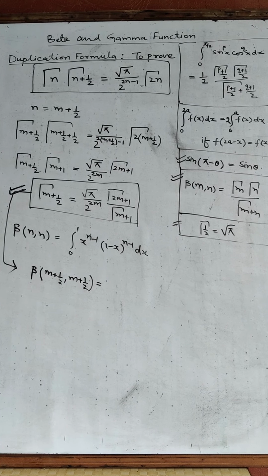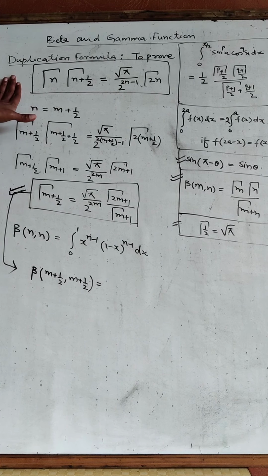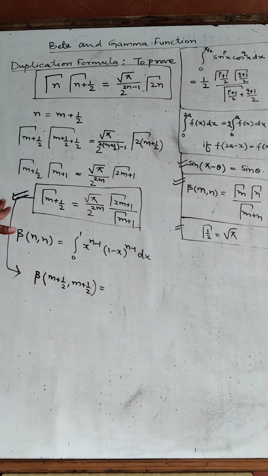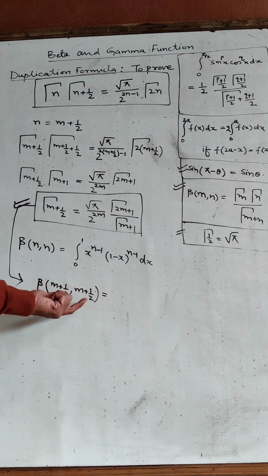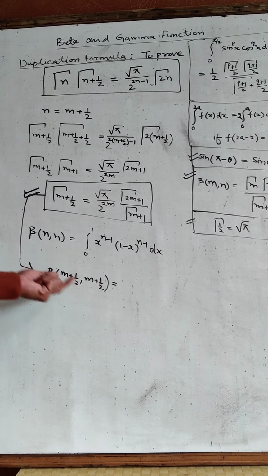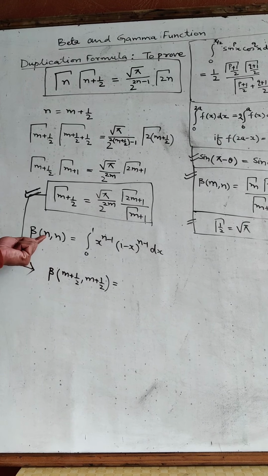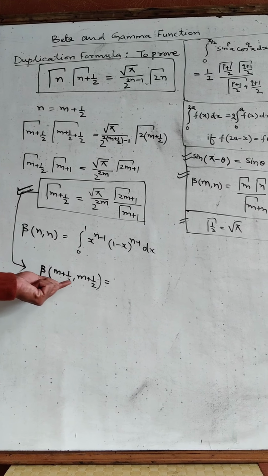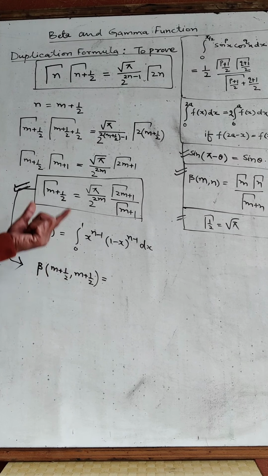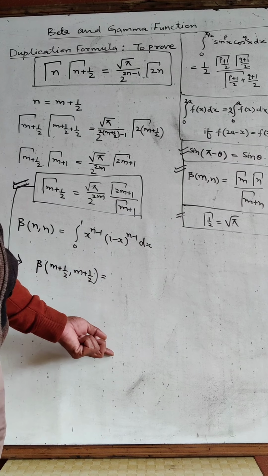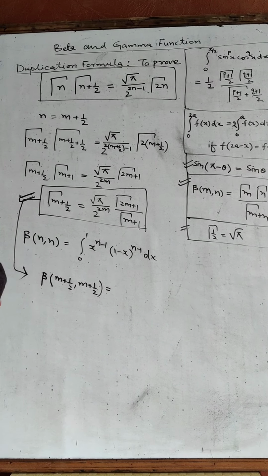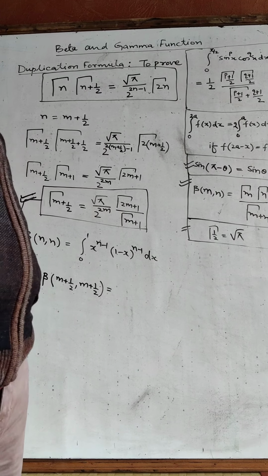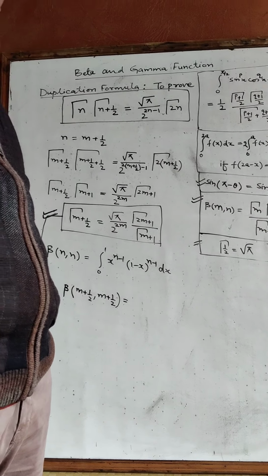So students, in this way we will find the duplication formula, and if we want this second form, you can find its proof on your own using the result that we replace n by m plus 1 by 2, and we follow the same steps, and you will find this result. So students, in this way we have completed beta and gamma functions.